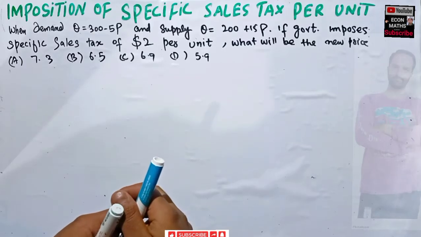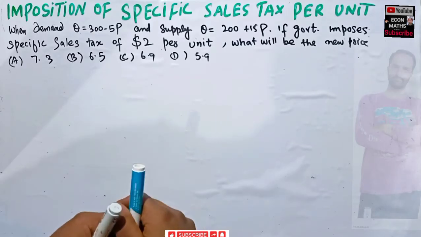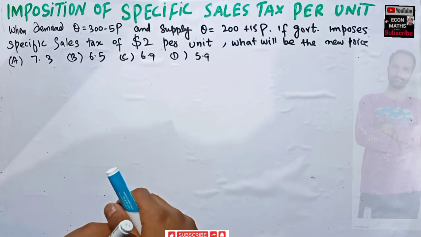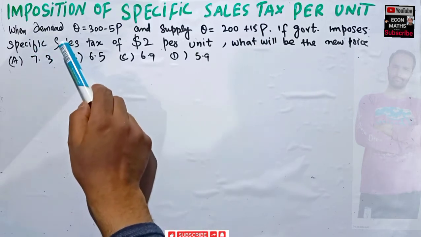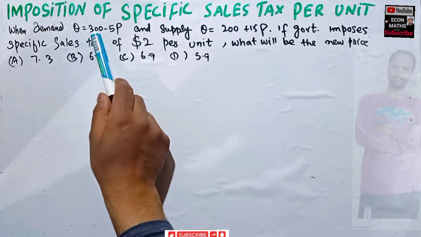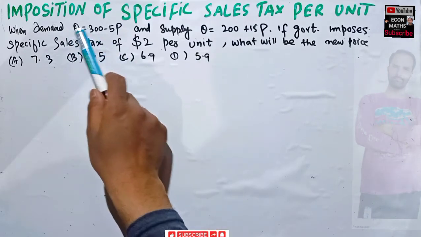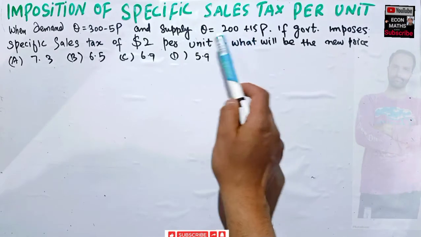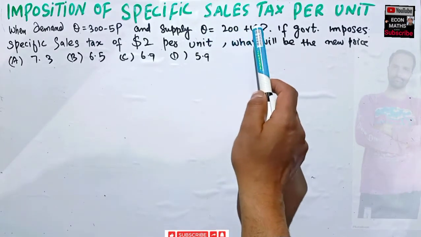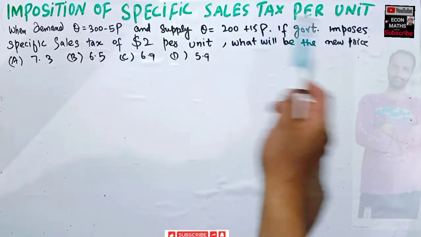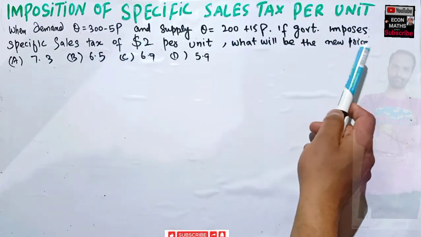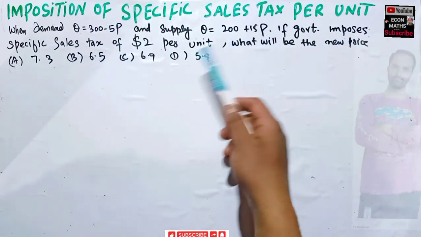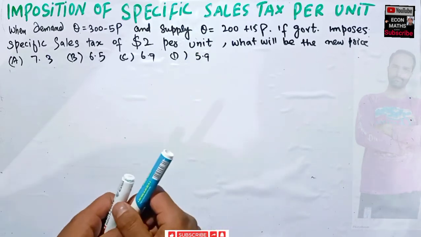In this video, we will try to solve a problem on the impact of the sales tax per unit on demand and supply. The question is like this: the demand function given to us is Q = 300 − 5P, where Q is the quantity and P is the price, and the supply function is Q = 200 + 15P. If the government imposes a specific sales tax of $2 per unit, what will be the new price? We have to find the new price when there is a per unit tax on output.